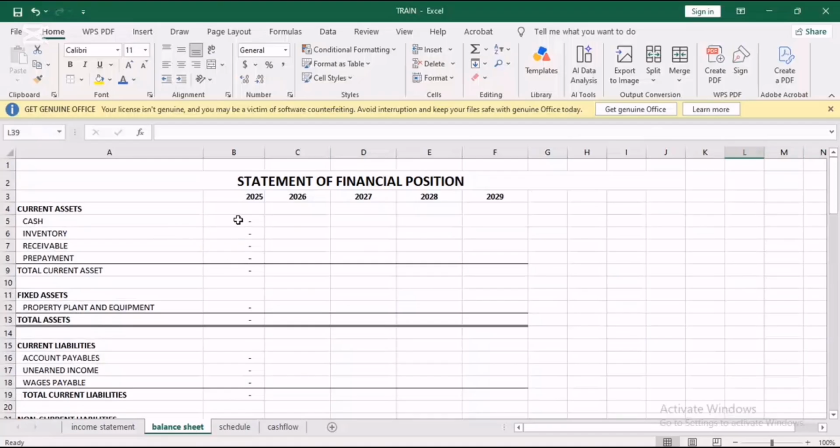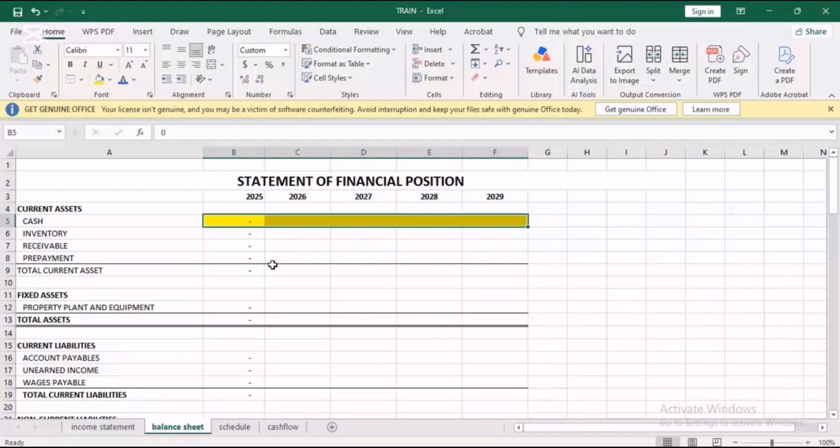So for the cash, we're going to make it yellow because we have to solve for the cash flow before we determine the cash for the period. So for the inventory, we are getting it right away. And you will notice this is 2025. We are actually forecasting from 2026 to 2029.